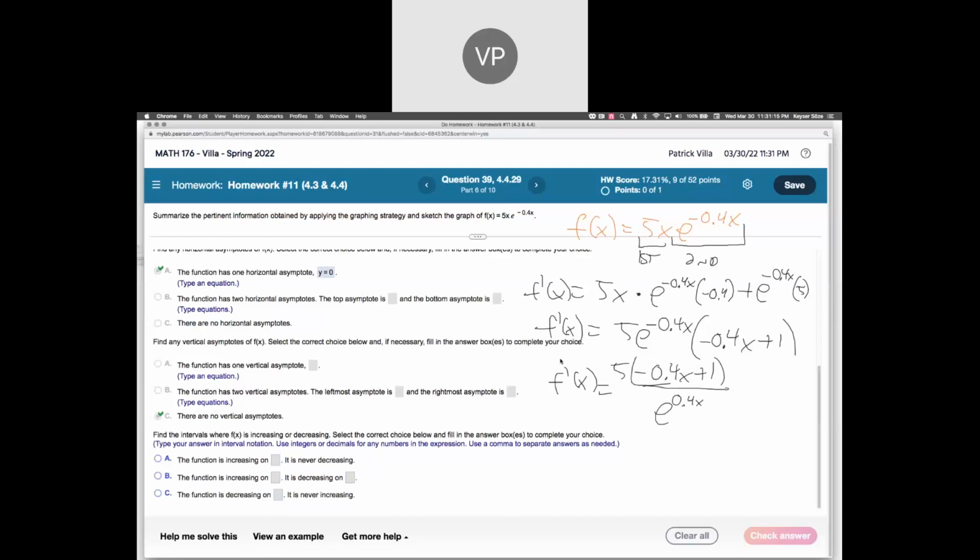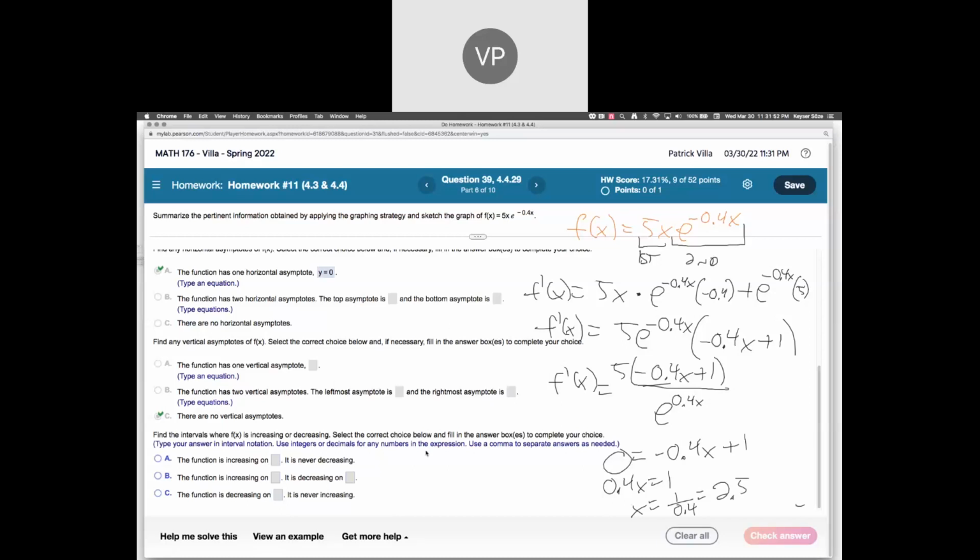Same thing. Check the domain. Well, my domain is still all real numbers, so I don't have to worry about any points out of there. But now I need to check it. Where is this derivative equal to 0? So set equal to 0 at the top. Remember, it's only the numerator. The 5 is a constant, so ignore that. So it's just where does this equal 0? 0.4x equals 1, and x equals 1 over 0.4. And that's going to be what, a 2.5? 2.5, 5/2, however you want to call it.